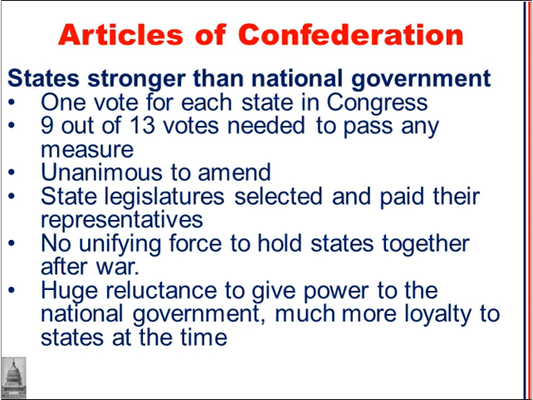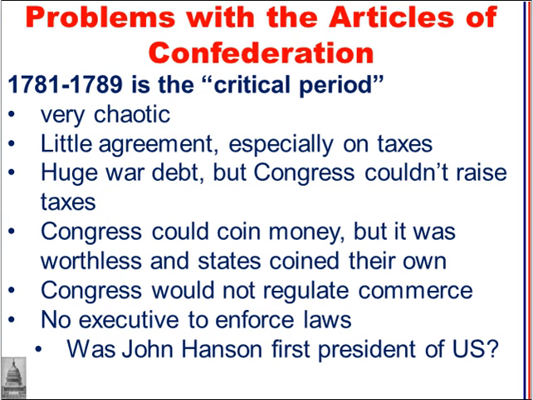And that brings us into the critical period, which is a time from 1781 to 1789. Congress could rarely even get a quorum to meet. They needed 9, and they often had a hard time getting 9 to attend. There was little agreement, especially on taxes. There was a huge war debt after the Revolutionary War, but Congress couldn't raise taxes to pay off the debt. Congress could coin money, but it was worthless. States began coining their own money, which added to the confusion of having so many different currencies.